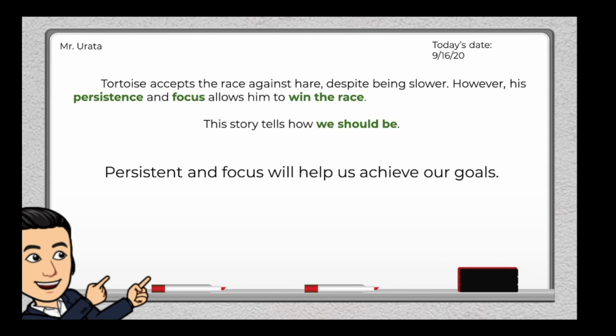Tortoise accepts the race against Hare despite being slower. However, his persistence and focus allows him to win the race. This story tells us how we should be. A lesson we can learn is that persistence and focus will help us achieve our goals.